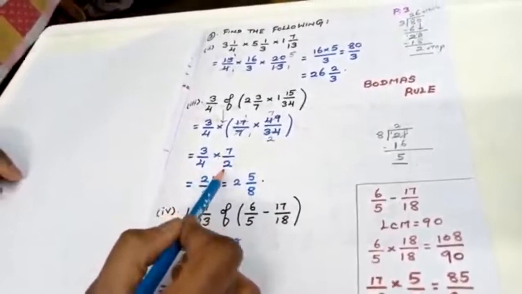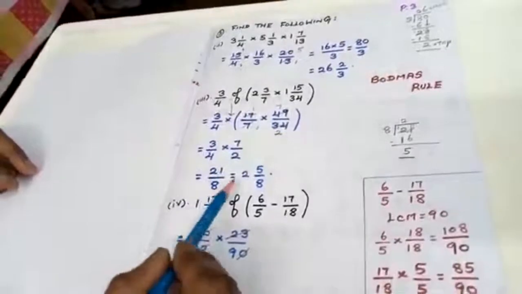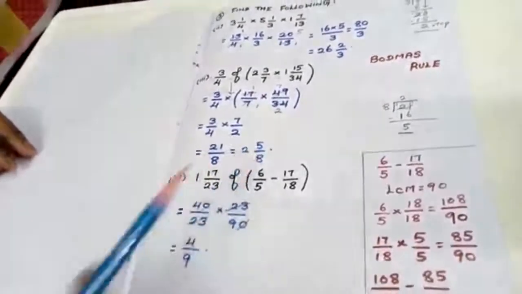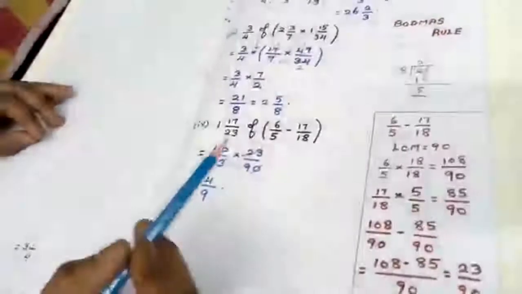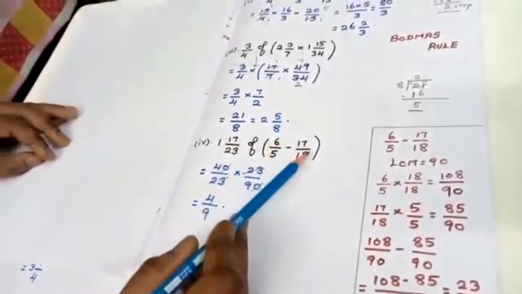After getting the answer as 7 by 2, multiply, you will get the value as 21 by 8, which is nothing but 2 5 by 8. Fourth question, mixed fraction of this particular value.